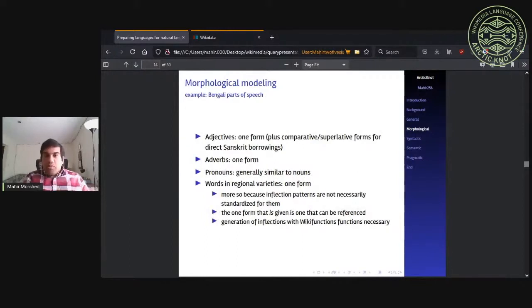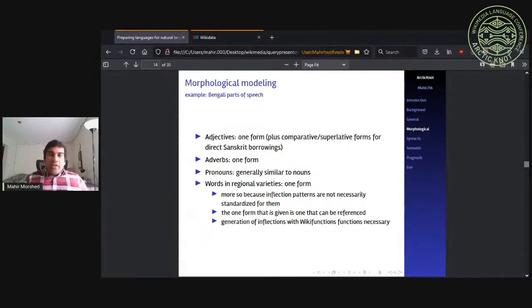Those are the exceptions in terms of multiple forms, because most other parts of speech in Bengali only have maybe one form usually. Pronouns are of course similar to nouns. Adjectives might have extra forms depending on their origin. And then we talk about words in regional varieties, in the sense that these are assessed to be in regional varieties and not the standard language. For those, we only really add one form because the inflection patterns around them are not necessarily standardized. So picking one and adding forms for that is assuming a bit much. Whereas for standardized Bengali, that's not really a concern. And of course, the one form that is given is usually one that's referenced to some dictionary or some external use. At that point, we would need functions to generate the inflections with Wikifunctions.